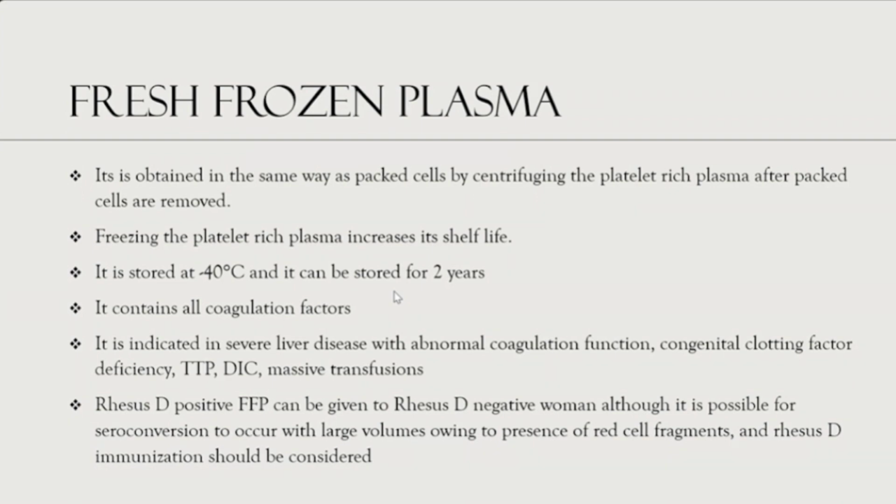It's also indicated in the congenital clotting factor deficiency. It's also indicated in thrombotic thrombocytopenic purpura, also disseminated intravascular coagulation, and also in massive transfusions. Then, rhesus D positive fresh frozen plasma can be given to rhesus D negative women, although it's possible for seroconversion to occur with large volumes owing to presence of red cell fragments, and also we have to give rhesus D immunization to prevent that.